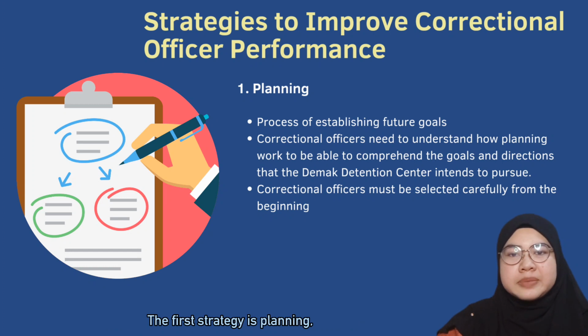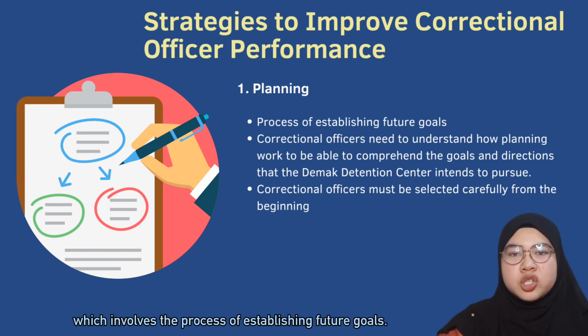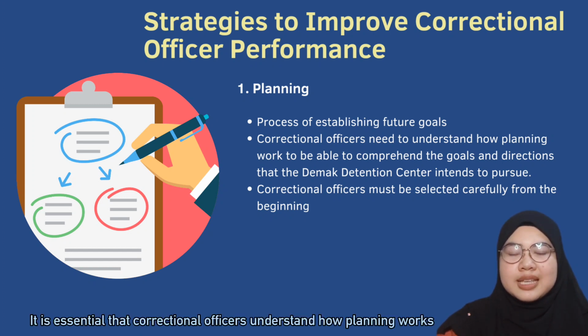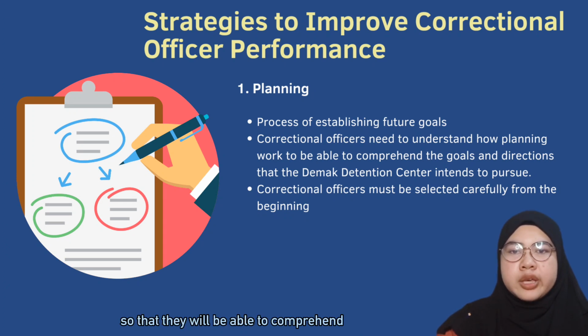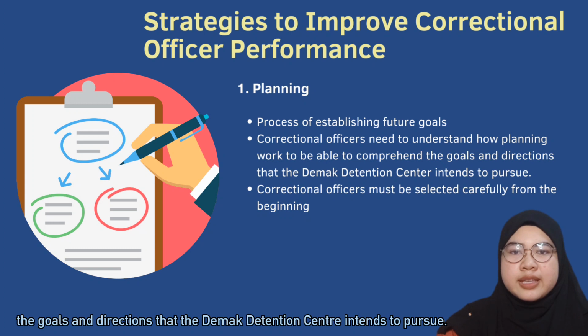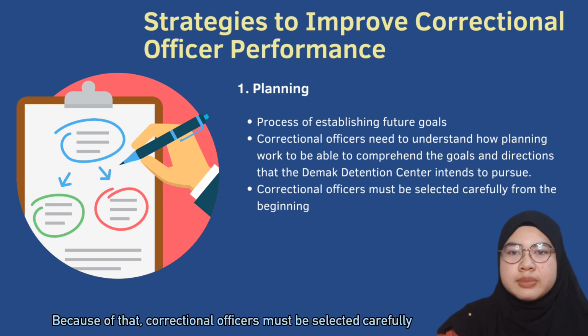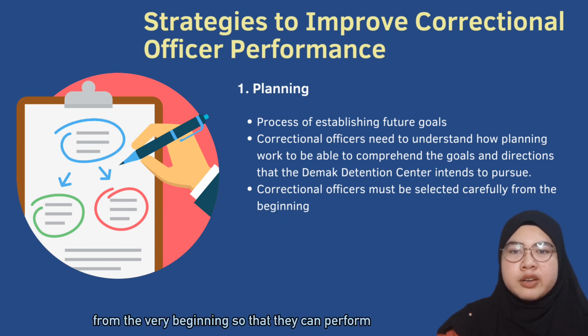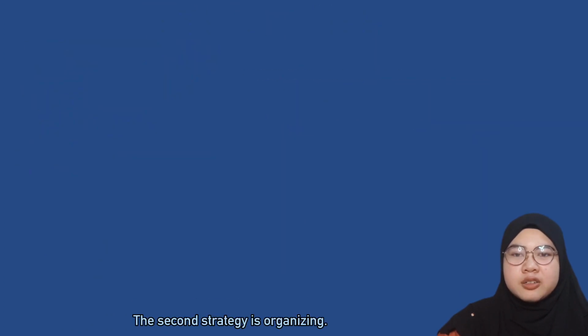Next, I will explain the strategies outlined by the author to improve correctional officer performance. The first strategy is planning, which involves the process of establishing future goals. It is essential that correctional officers understand how planning works so that they will be able to comprehend the goals and directions that the Denmark Detention Center intends to pursue. Because of that, correctional officers must be selected carefully from the very beginning so that they can perform their duty honorably and properly.